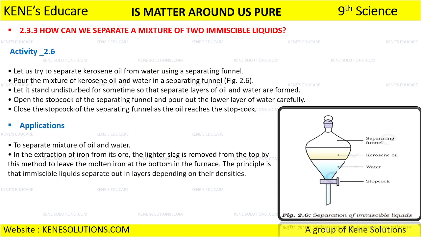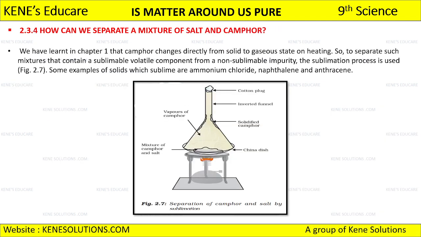After this activity, we will be discussing how we can separate a mixture of two immiscible liquids. We discussed that through activity 2.6, and there is an application given over here, the separation of immiscible liquids, and how exactly it is done. Over here we use the separating funnel, and the principle of that has also been explained.